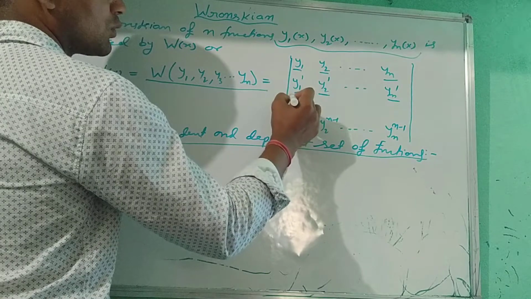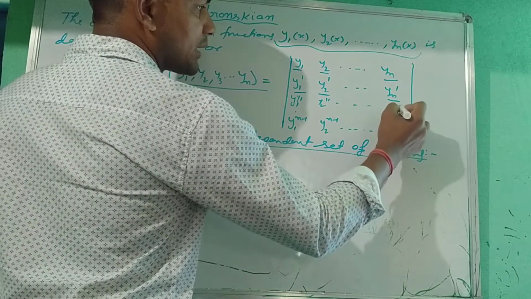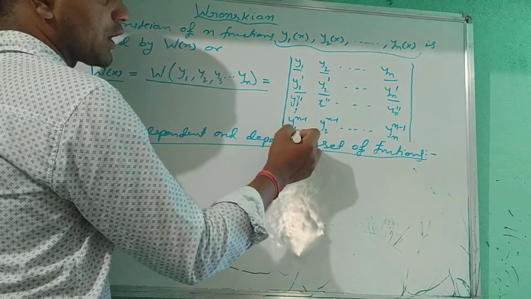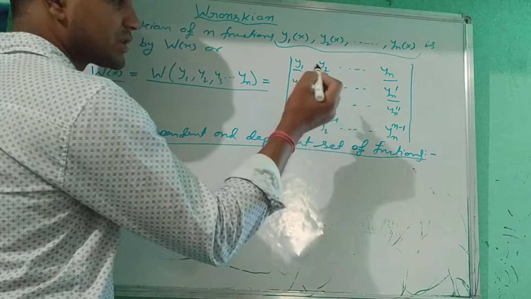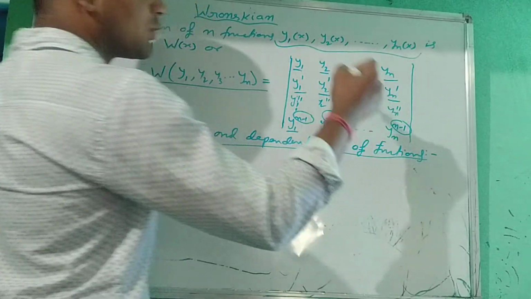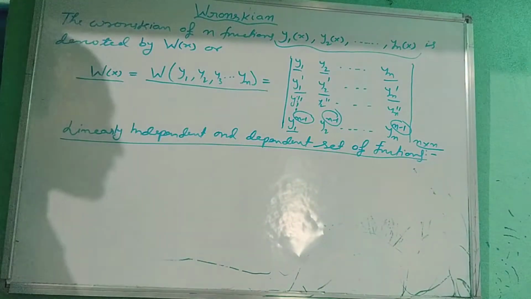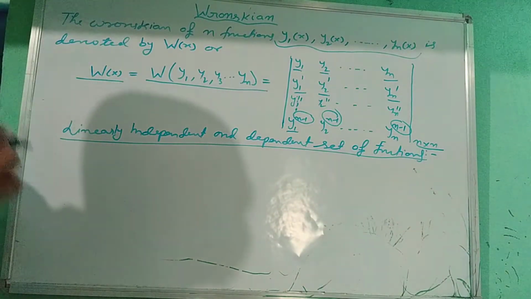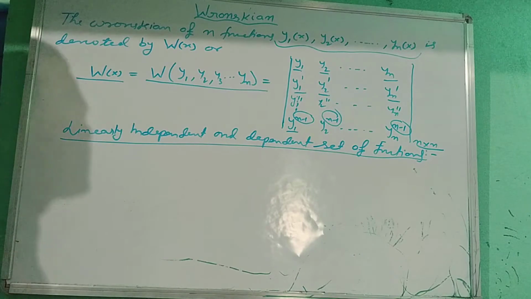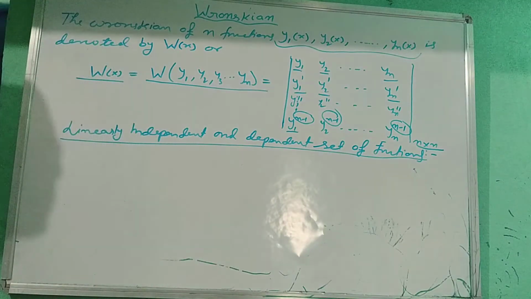Similarly, in the third row y1 double dash, y2 double dash and so on yn double dash. It means second derivative. And in the last row, we have the (n minus 1)th derivative of y1, the (n minus 1)th derivative of y2, and similarly the (n minus 1)th derivative of yn. This is a determinant of n by n order. According to the value of this determinant, we can easily calculate the dependency and independency behavior of the set of the functions.